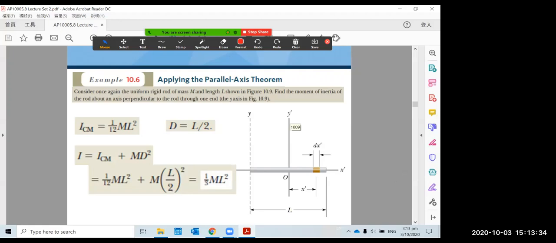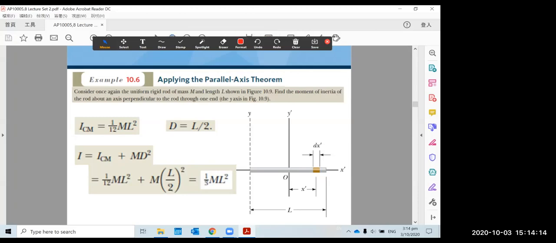So when it is passing through the center of mass, the moment of inertia, ICM, is ml squared over 12. The axis is now moved by a distance of L divided by 2. So D is equal to L divided by 2. So the new moment of inertia about its end is ICM plus MD squared. When you add them up, it is equal to 1/3 ml squared. So all the things seem to make sense in this situation. Okay.